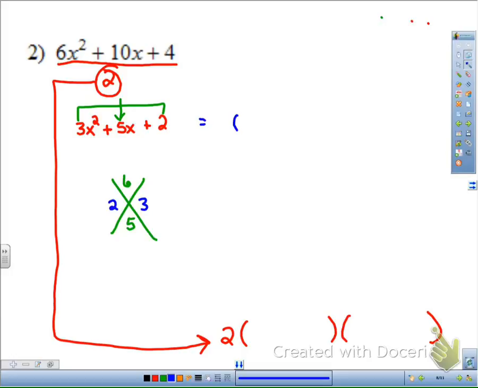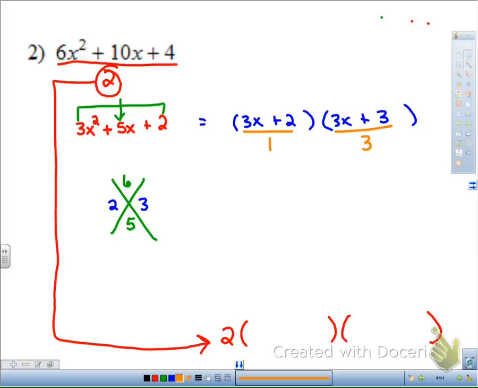Okay, so remember I write out my preliminary part. I haven't landed yet, so this is not the final answer yet. So I have 3x plus 2 and 3x plus 3. We need to go in for the landing. So I check. Divide out 1. Check. I can divide out a 3.